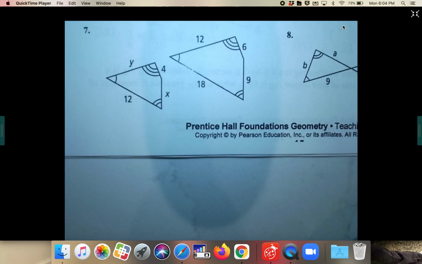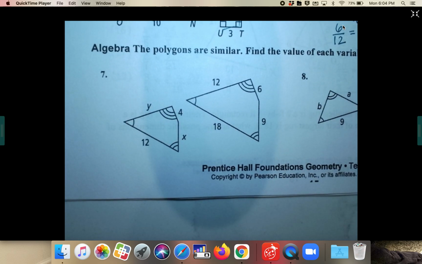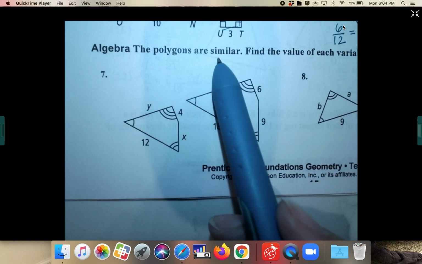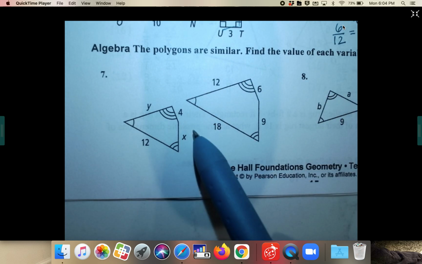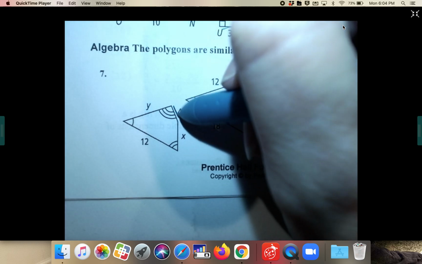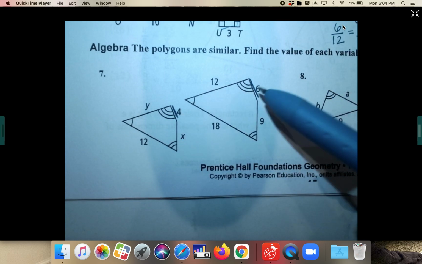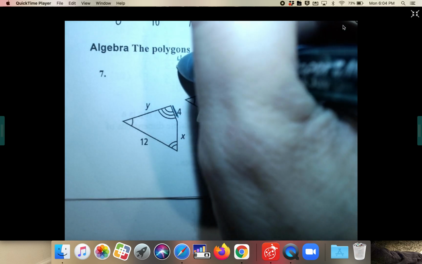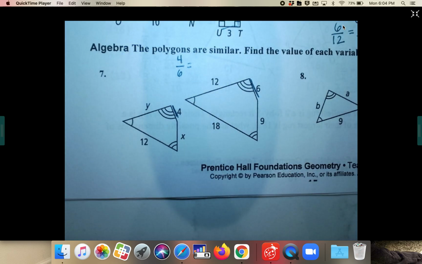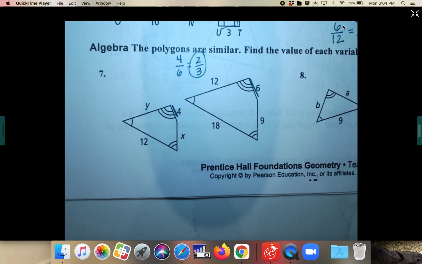Okay, let's figure this out with algebra now. So number 7, the polygons are similar, so we're already saying they are. Find the value of each variable. So we've got an x to find and a y. So I think I would just look at it and I would go, well, it's on a scale factor of 4 to 6 because find two sides that are corresponding, so 4 to 6. So our ratio, if you simplify that, it needs to be 2/3. So we're looking for a ratio of 2 to 3.